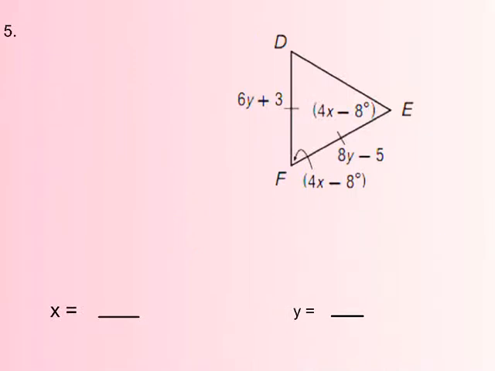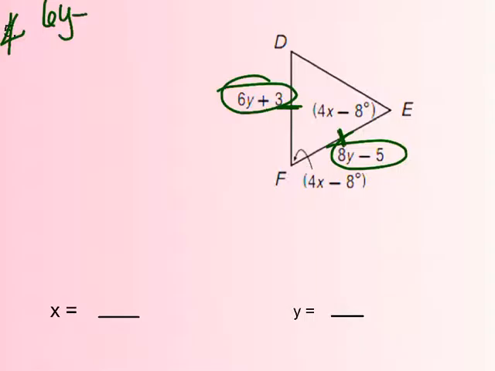Now, taking a look at number 4. So for number 4, we need to figure out what we know. Okay, I know that this side is congruent to this side, which means I know that 6y plus 3 is equal to 8y minus 5. So 6y plus 3 is equal to 8y minus 5.